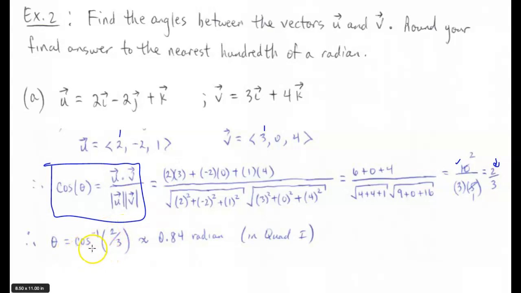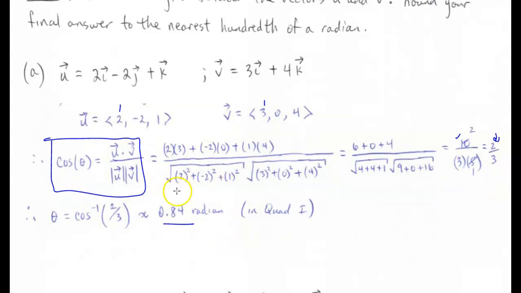And so now the only thing we have to do is take the arc cosine or cosine inverse of 2/3, and that ends up being 0.84 of a radian, which tells us that our angle is going to be in quadrant 1. So in between 0 and 90 degrees if we were thinking that.